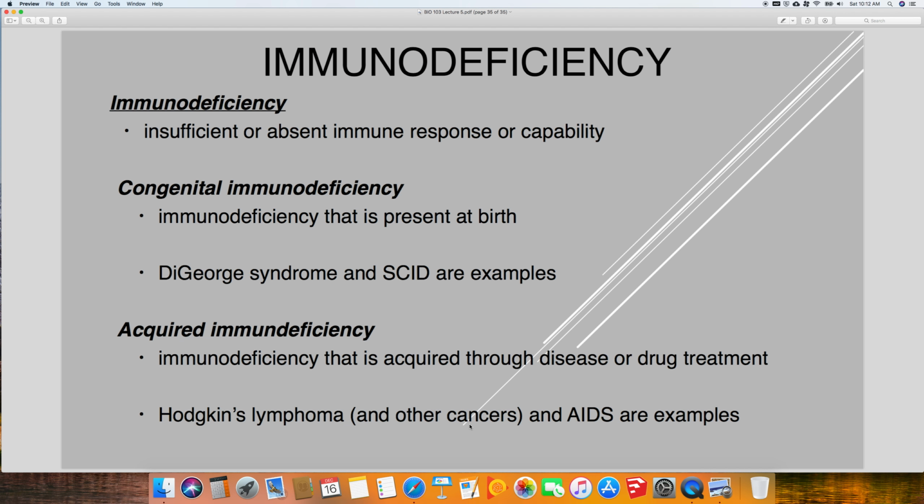Okay, then we just talked about immunodeficiency, which is where there's an insufficient or absent immune response. So it can be congenital or acquired. Congenital immunodeficiency is present at birth. So things like genetic diseases like DiGeorge syndrome or SCID, we talked about those briefly in class. Then, of course, acquired immunodeficiency. This is acquired through either drug treatment or through disease. So with many cancers, you acquire immunodeficiency due to your disease state. AIDS, of course, is definitely an acquired immunodeficiency, or the treatments that we talked about with immunosuppression. All of those are forms of acquired immunodeficiency. Okay? As always, if you have any questions, please let me know.